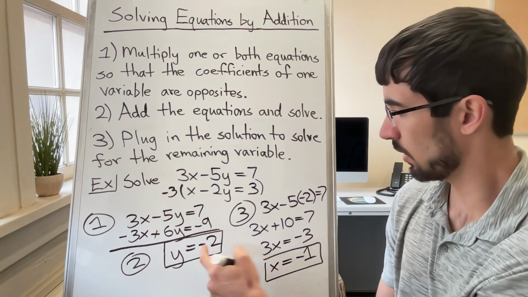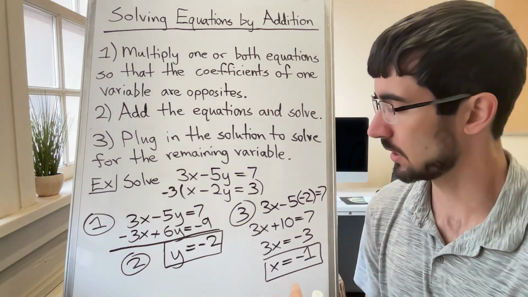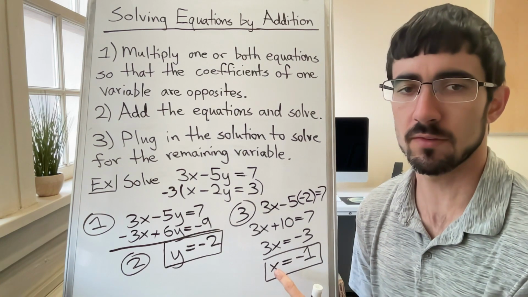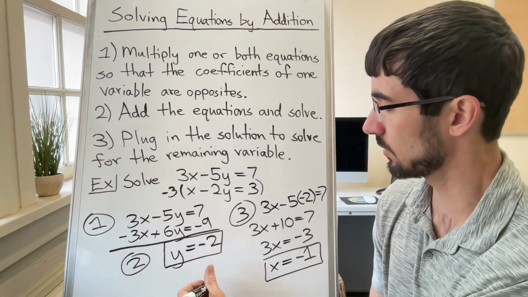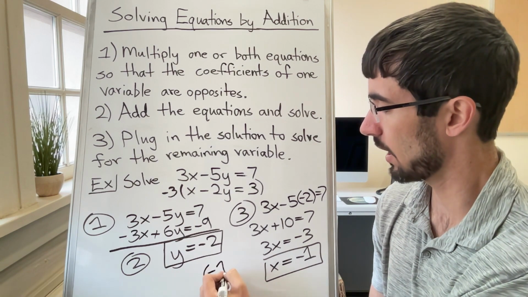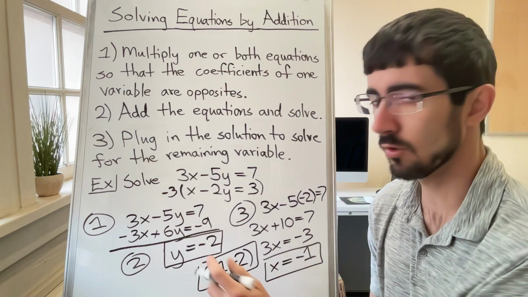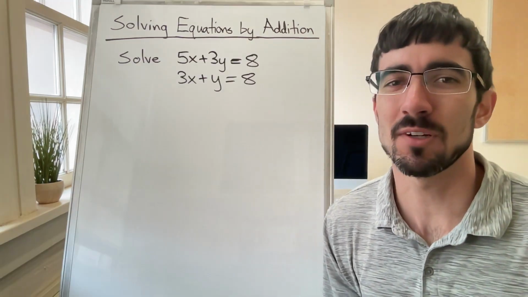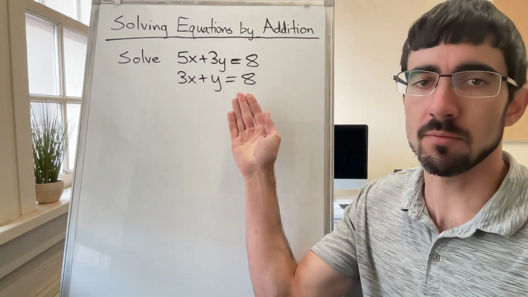So we plugged in y equals negative 2 to this equation, and we were able to solve for x. Together, those are the solution to this system of equations. X equals negative 1, y equals negative 2, or you could write that as an ordered pair, negative 1, negative 2. Let's consider one more example of solving equations by addition. So I want to solve this system of equations.